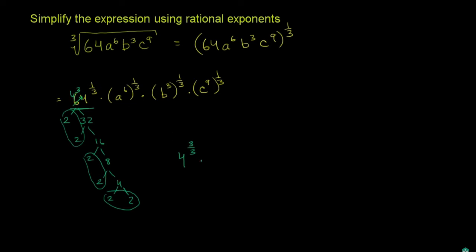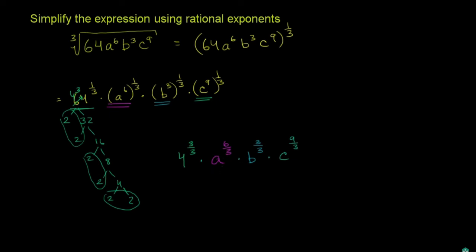Then over here, I have a to the 6th and then that to the 1/3 power. That is going to be a to the 6 times 1/3 power, or a to the 6/3 power. Then I have b to the third, and then that raised to the 1/3. We literally can multiply exponents here. So we have b to the 3 over 3 power. And then finally, we have c to the 9th, and then that raised to the 1/3 power. So that is c to the 9 over 3 power.